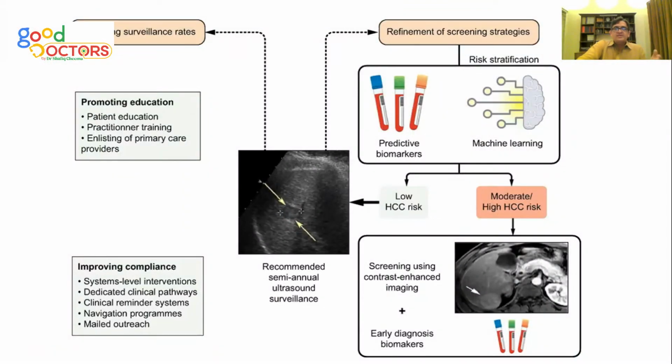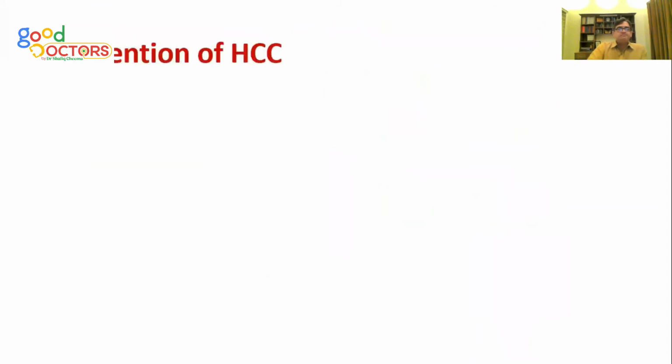Still, we need better tests. We've already talked about how these tests suffer from lower sensitivity, so there are chances of missing hepatocellular carcinoma. And we also need to identify patients who should move straight to CT or MRI instead of ultrasound based on their risk stratification. That system still needs to be developed.